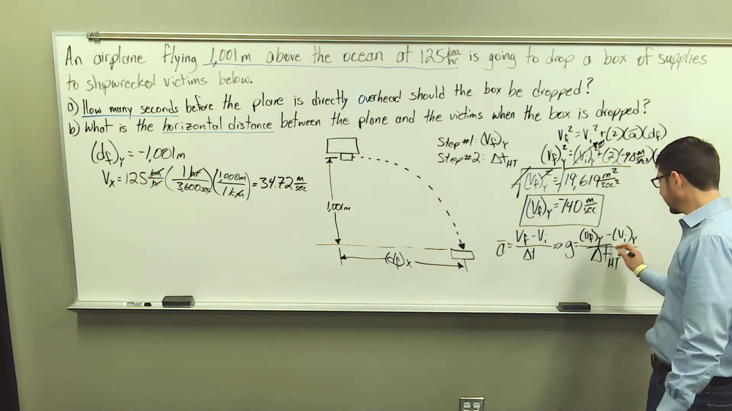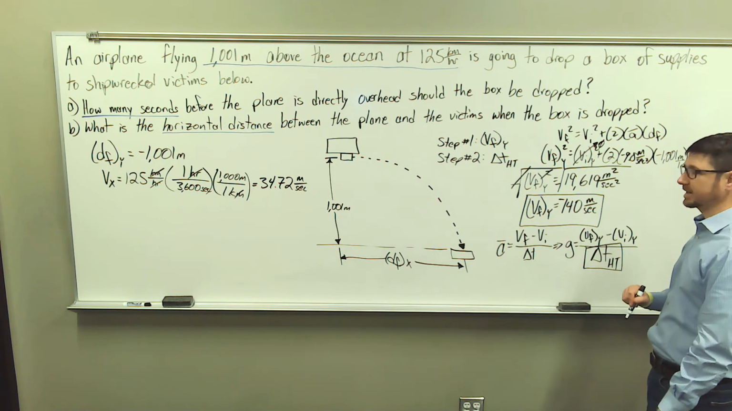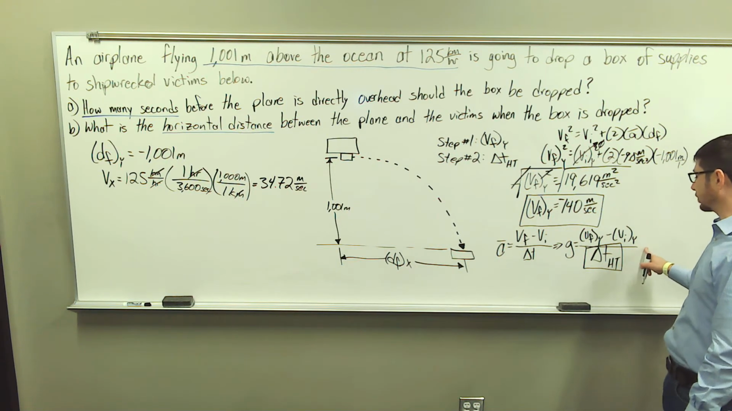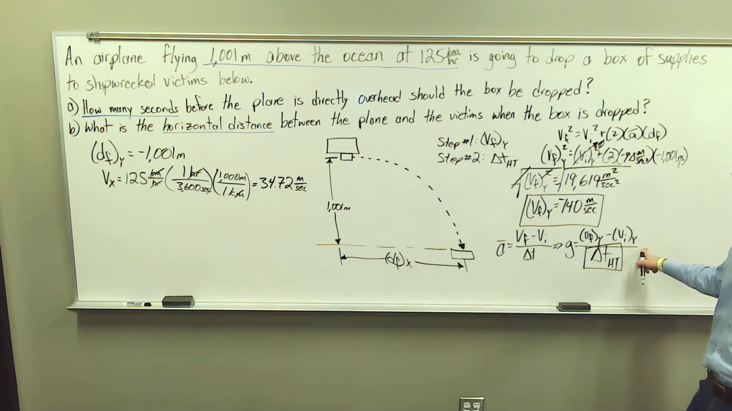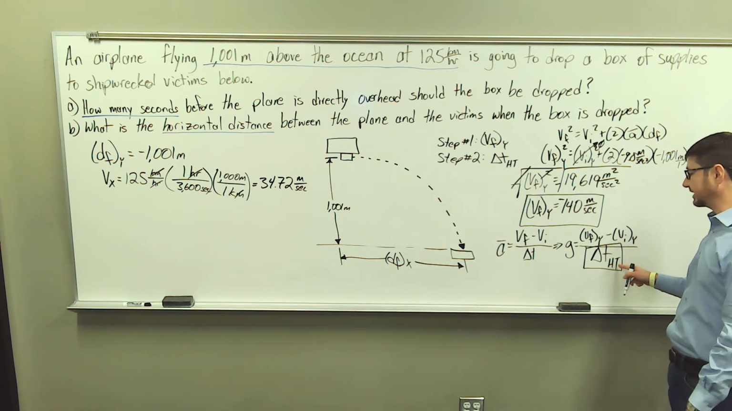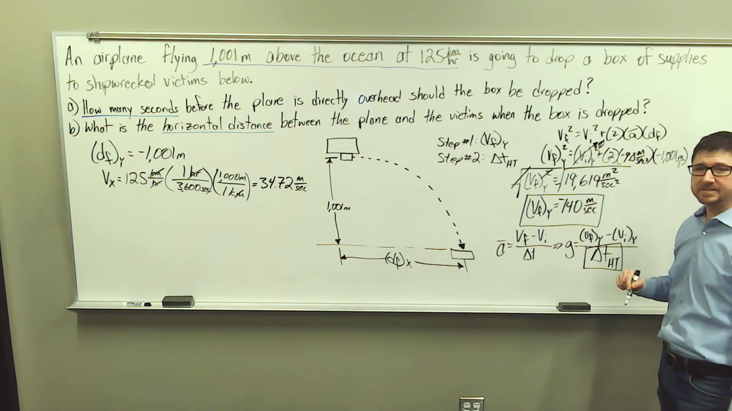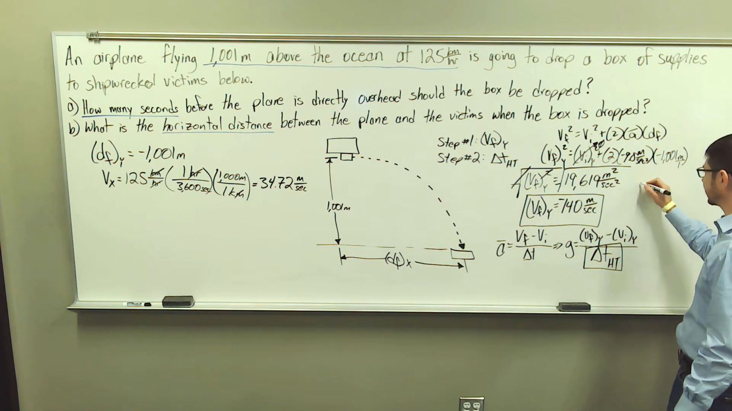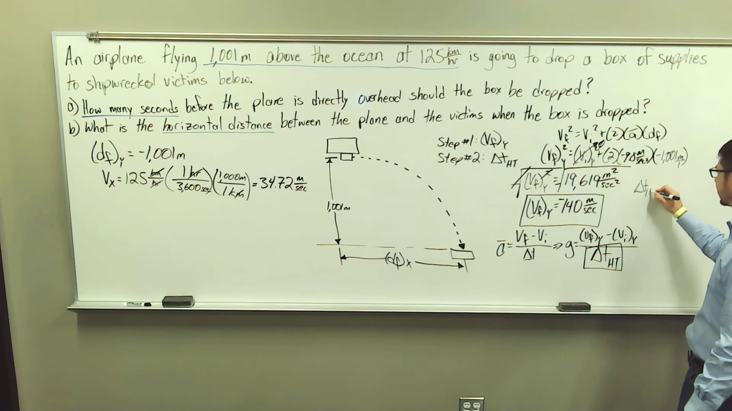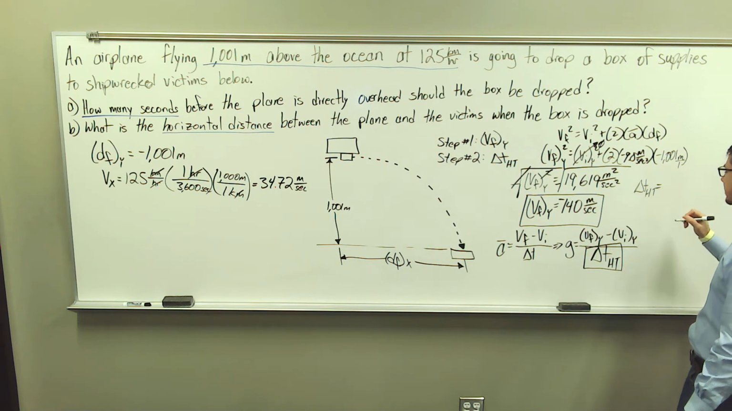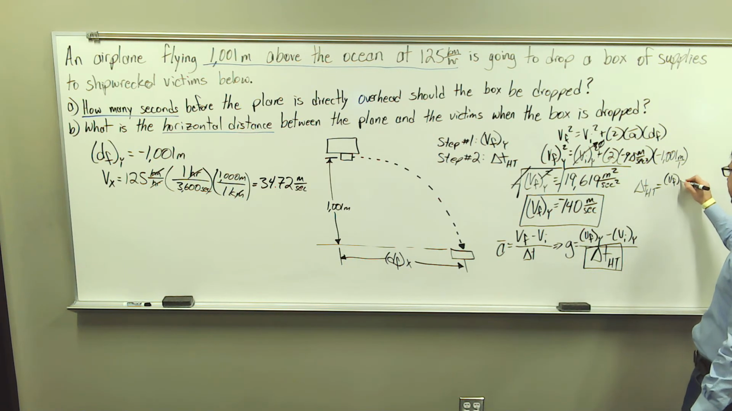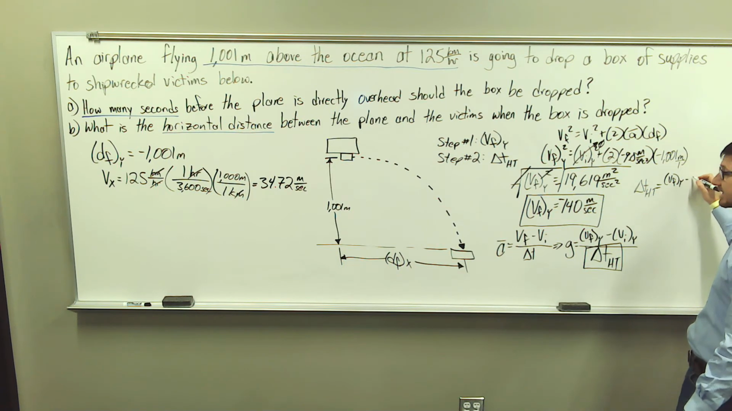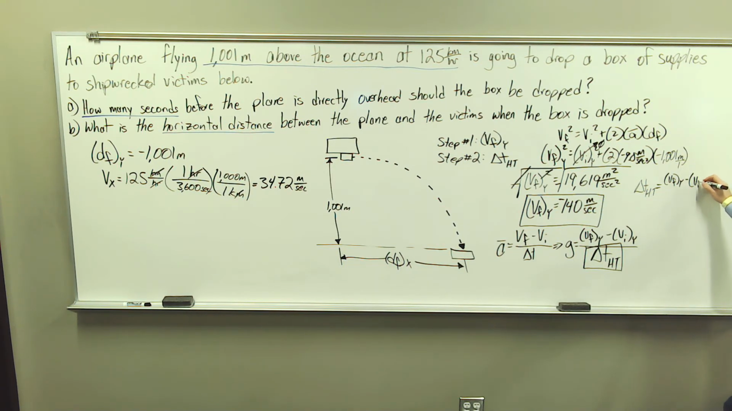So we need to isolate this right here, and we're going to do that by multiplying both sides of the equal sign by delta t sub ht, and then dividing by the acceleration due to gravity. Okay, so what we have here is delta t to hit the target is equal to the final velocity in the y direction minus the initial velocity in the y direction divided by the acceleration due to gravity.